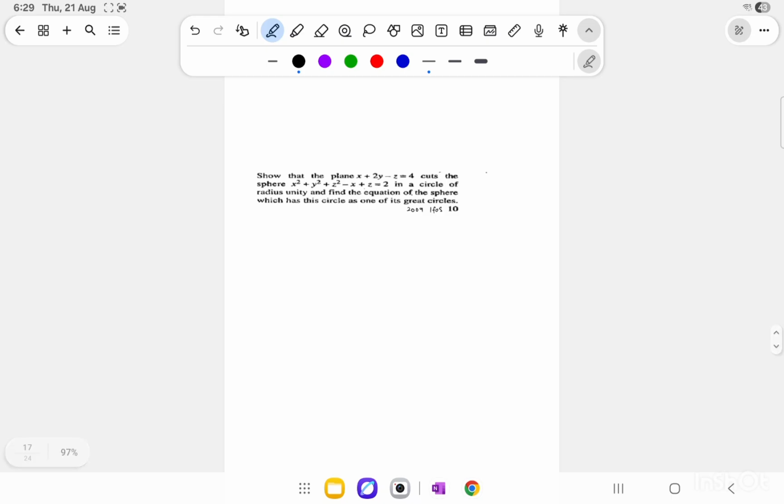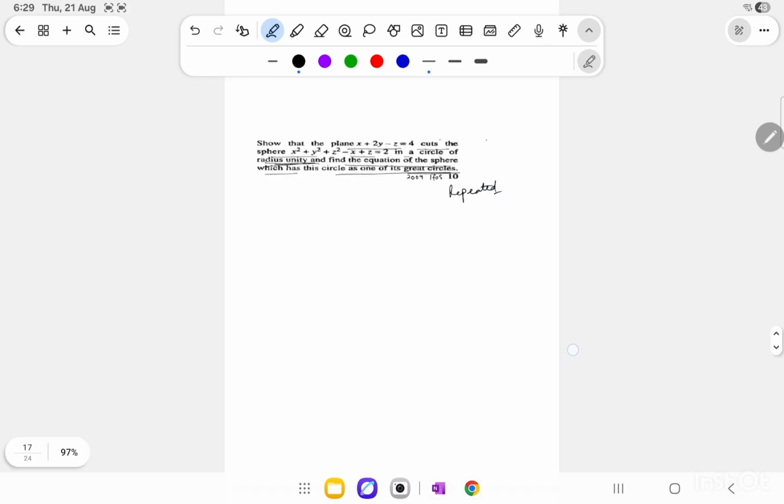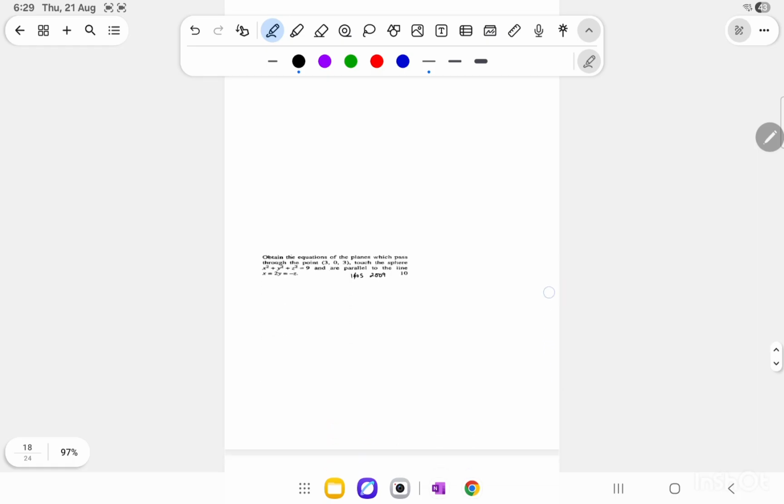So the next question says: show that this plane x plus 2y minus 4z cuts this sphere in a circle of radius unity, and find the equation of the sphere which has this circle as one of its great circles. This is basically a repeated question. We have done this question previously. So let's move on to the next question.